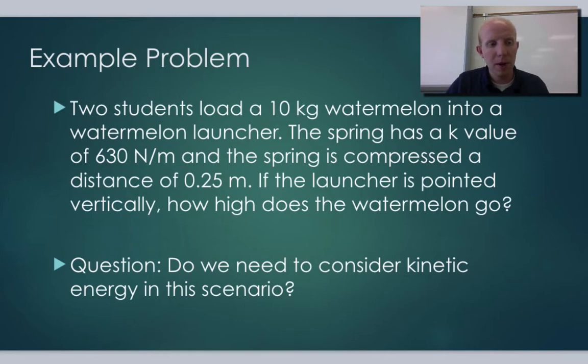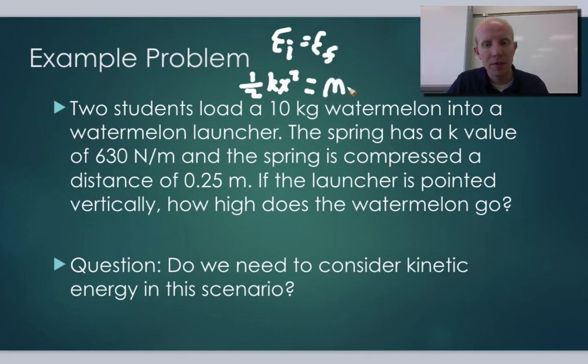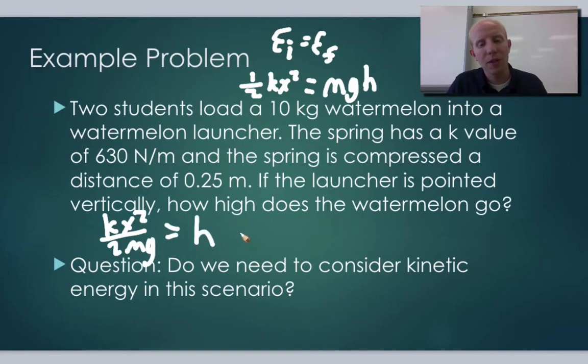So if we were doing this problem right here, what we would say is that the energy initial equals the energy final. We don't care if it was moving in the middle. All we know is that it started with all spring energy, 1/2 kx squared, and it ended with potential energy, mgh. So if we solve this problem now, we can ignore all the intermediate stuff. We just have to solve this. Well, we're solving for height. You get kx squared over 2mg equals the height that the watermelon goes.